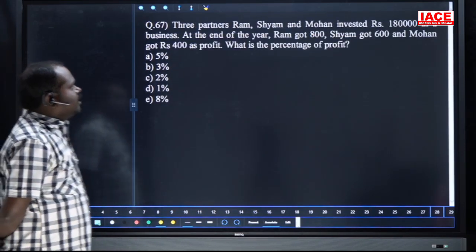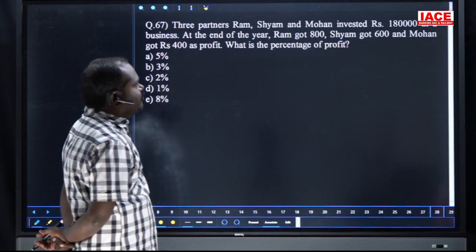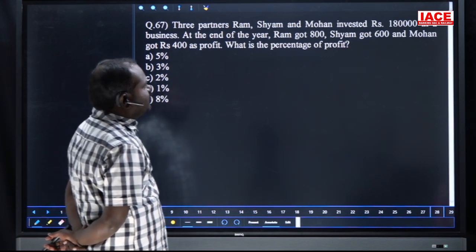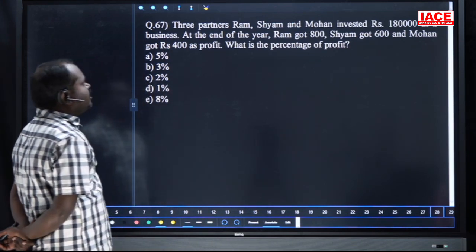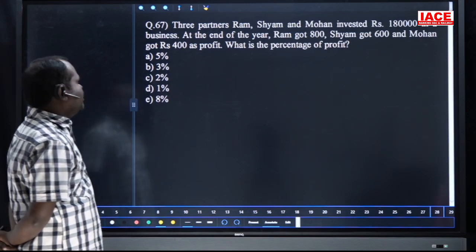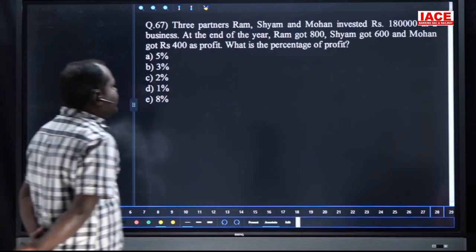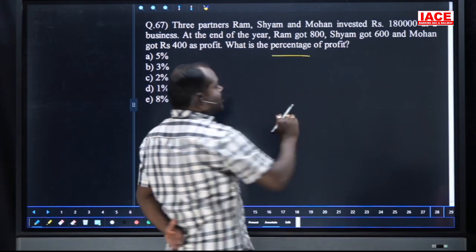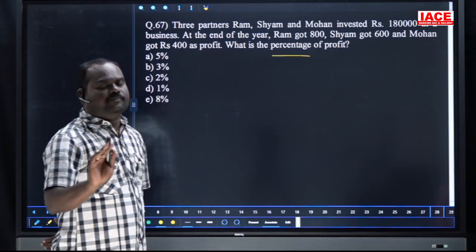Three partners Ram, Shyam and Mohan invested 1,80,000 in a business. At the end of the year, Ram got 800, Shyam got 600, and Mohan got 400 as profit. What is the profit percentage? The question is asking for the profit percentage.